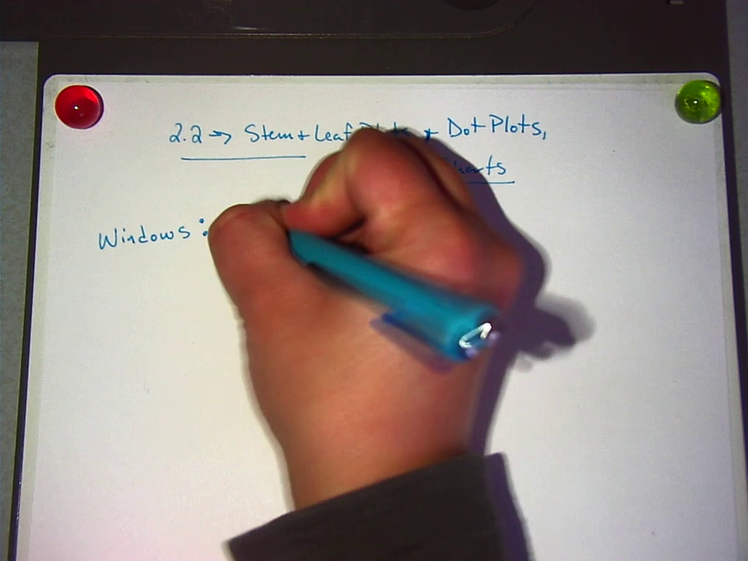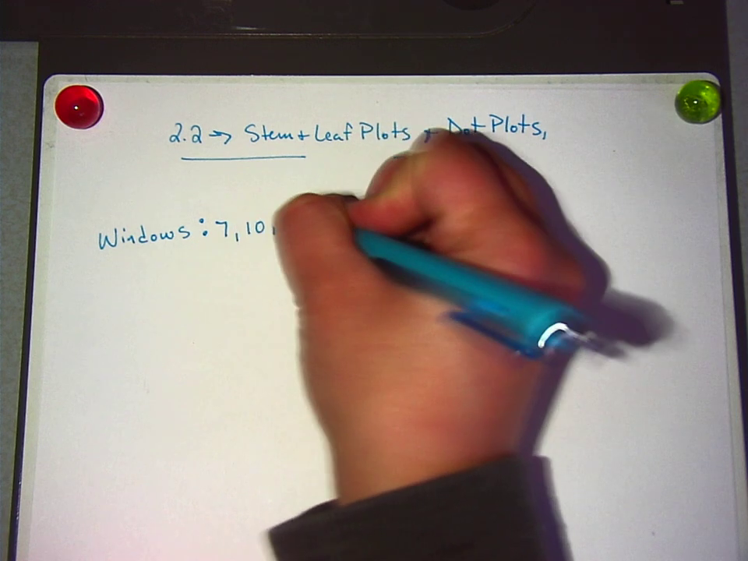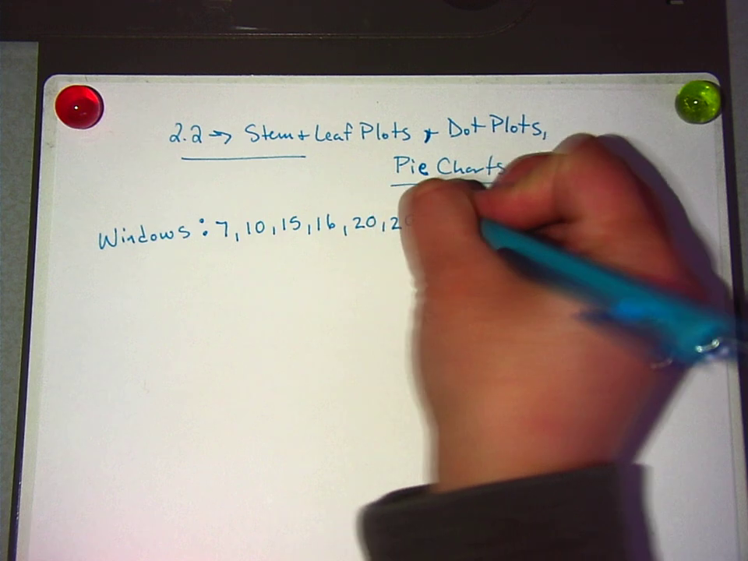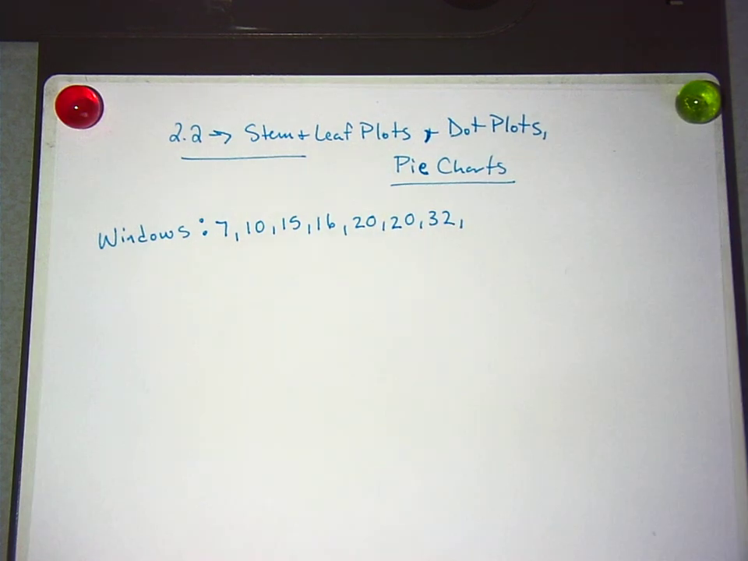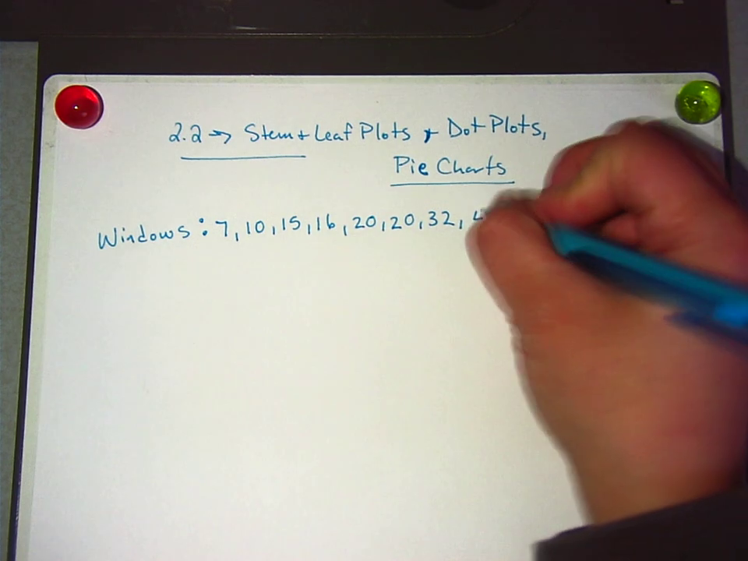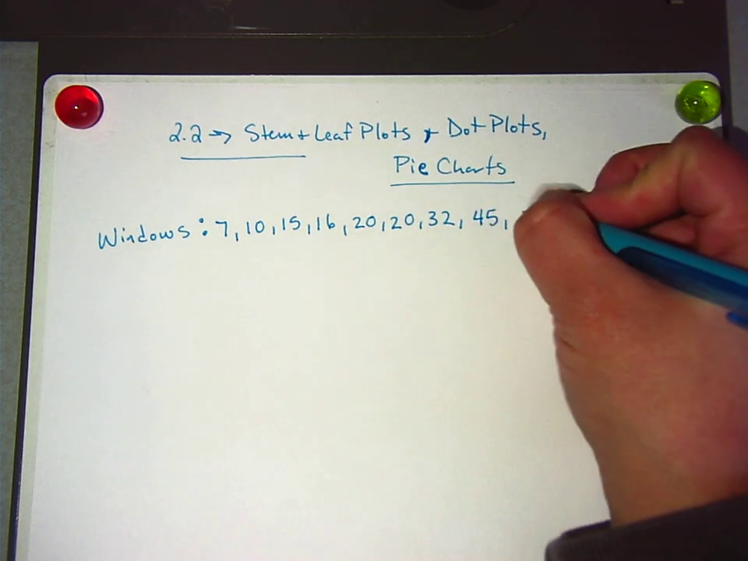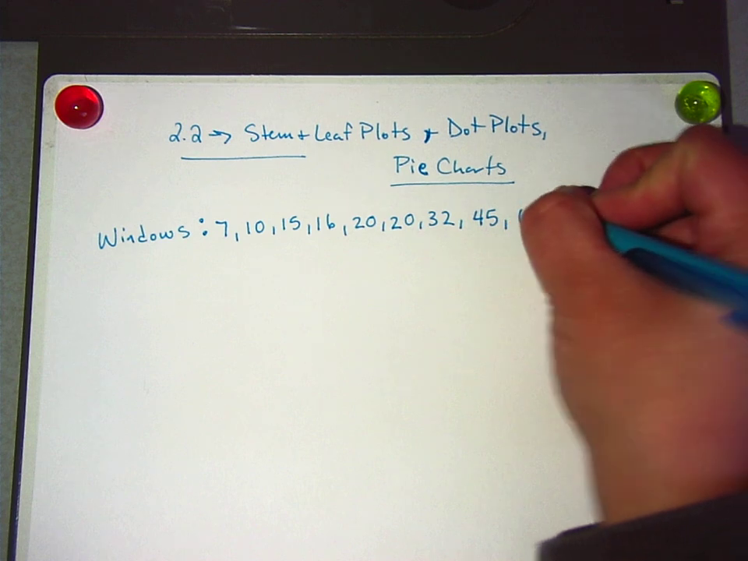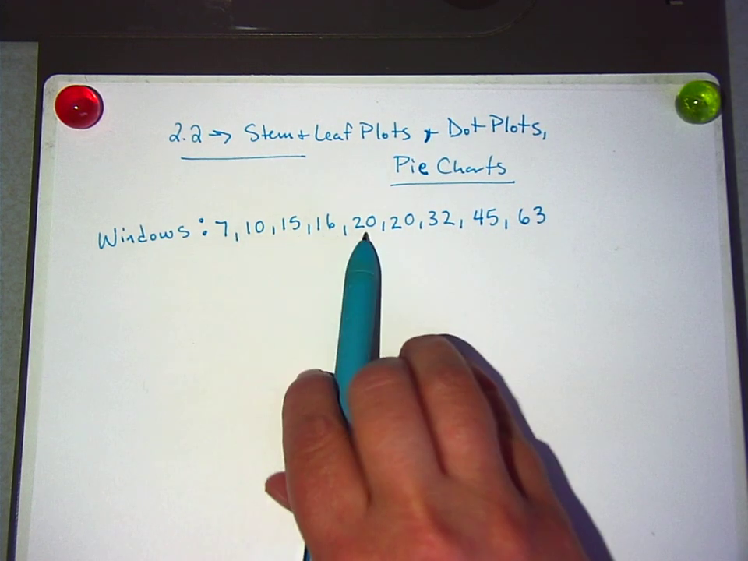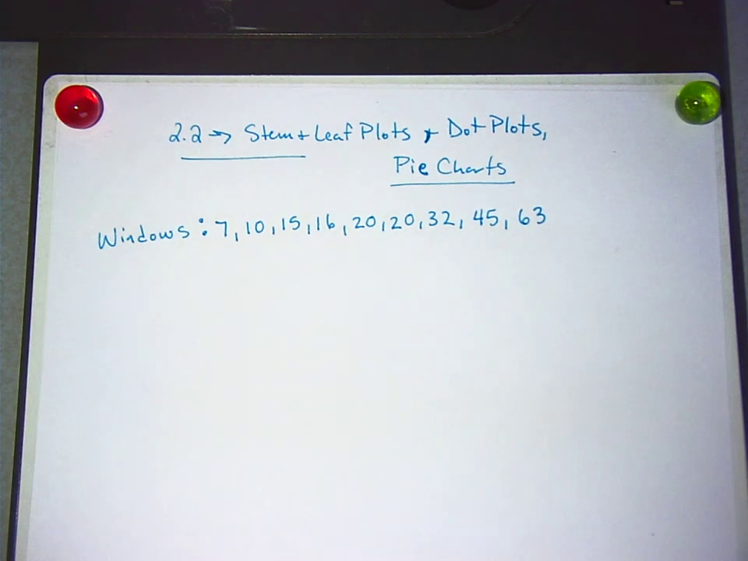All right, our data from Windows yesterday. We had 7, 10, 15, 16, 20, another 20, and a 32. And then I'm going to add a couple more numbers in. I'm going to add 45. Let's pretend we had someone super rich, which we don't, or at least I assume none of you are millionaires and you weren't telling me. I'm just going to add a 45 and a 63.